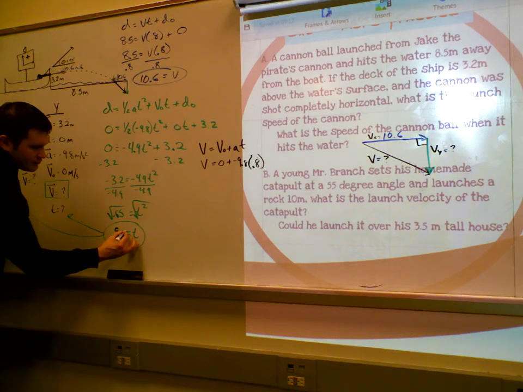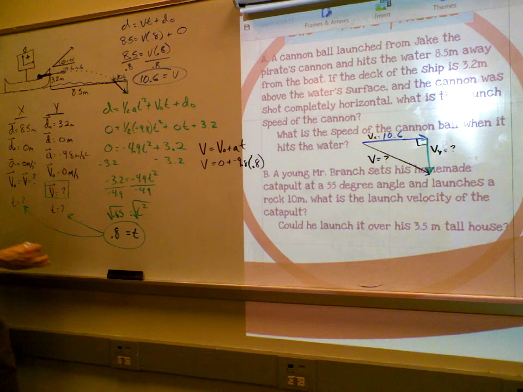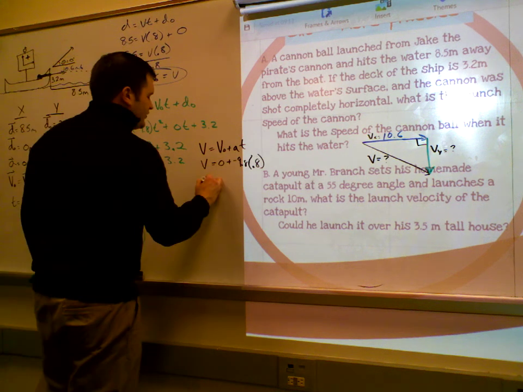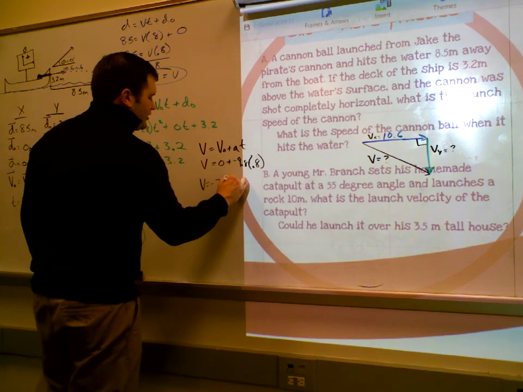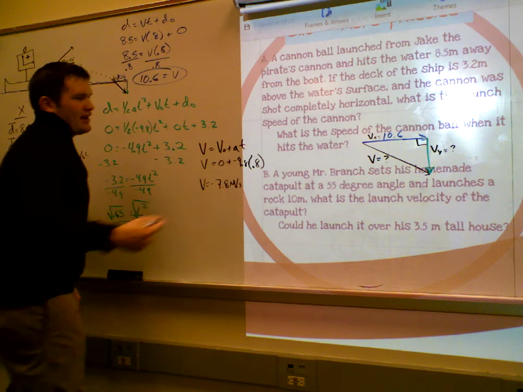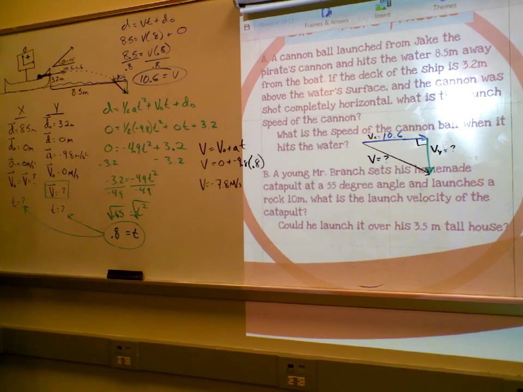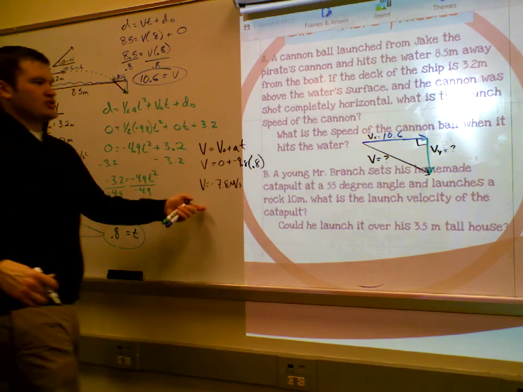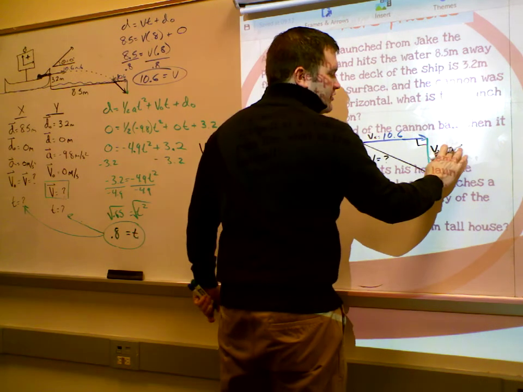Negative 7.8. That makes me know that it's a good one. What is it, Jose? Negative 7.8. So V equals negative 7.8 meters per second. Good job. That negative sign means it's traveling which way? Down. So when we put it in this triangle, we already have the green vector pointing down, so do we keep the negative sign?